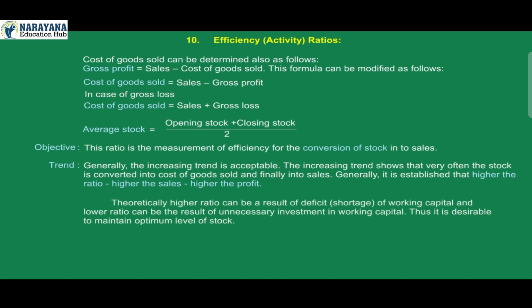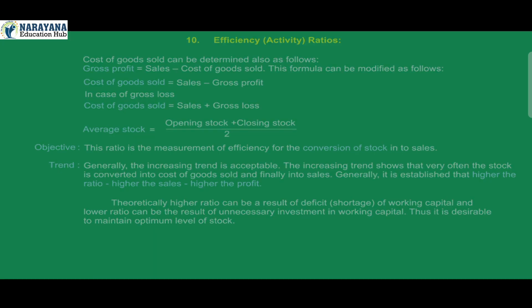Theoretically, a higher ratio can be a result of a deficit, that is, a shortage of working capital, and a lower ratio can be the result of unnecessary investment in working capital. Thus, it is desirable to maintain an optimum level of stock.